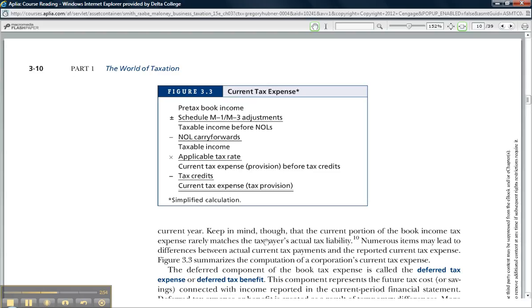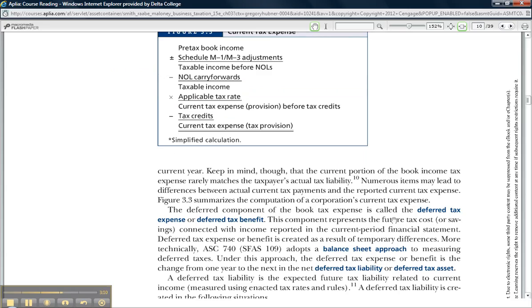That's what's paid this year. You could also have a current tax benefit, if you expect to get money back this year. So you have losses, and you get to use losses against tax you've previously paid. You can get some of that tax back. The deferred tax expense or benefit is discussed right here.